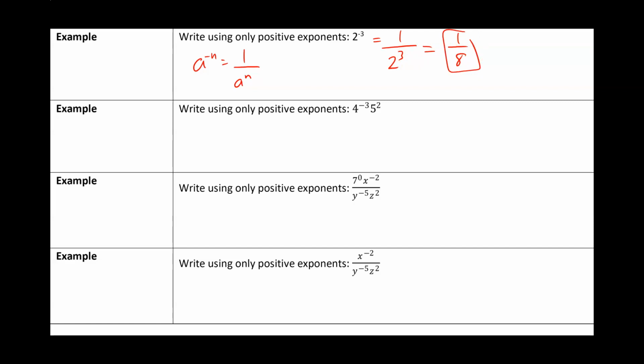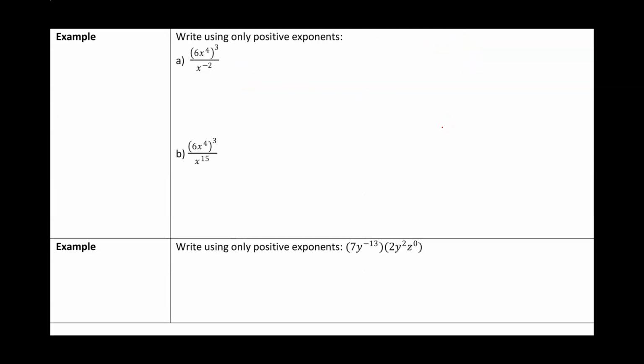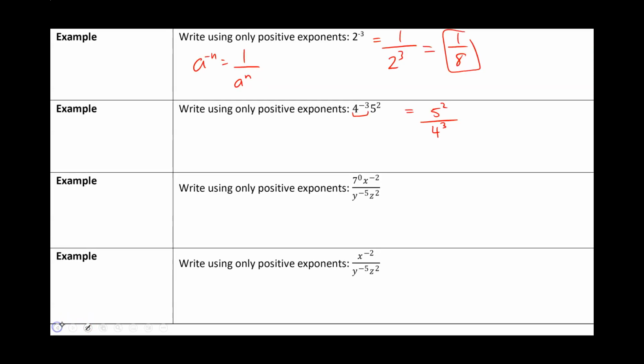Another example is we have 4 to the negative third times 5 squared. So notice that the exponent negative 3 only belongs to the 4, not to the 5. And anytime an exponent is positive, it stays on the same side. But if an exponent is negative, then it moves to the other side and becomes positive. So because the 4 to the negative third is on the numerator, it moves to the denominator and it becomes positive. If you simplify this, 5 squared is 25 and 4 cubed is 64.